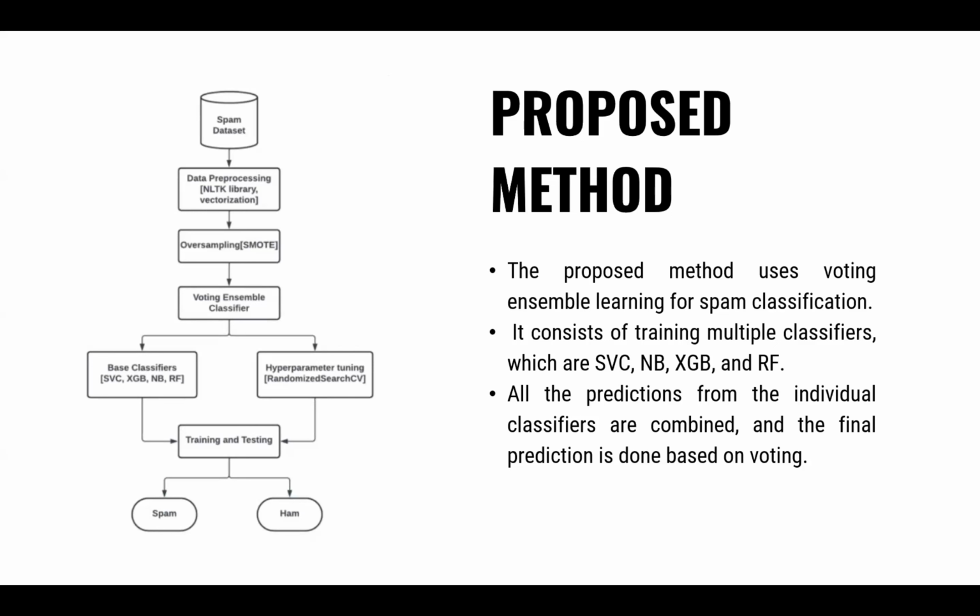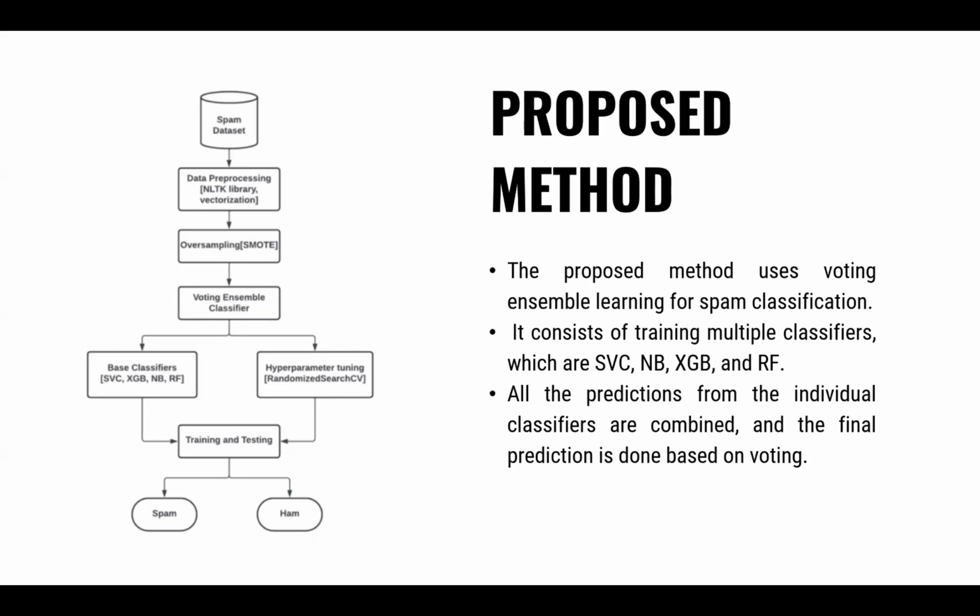Further, to start with the ensembling classification, we have used bagging, boosting, stacking and voting. And bagging is used for fitting and reducing variance.